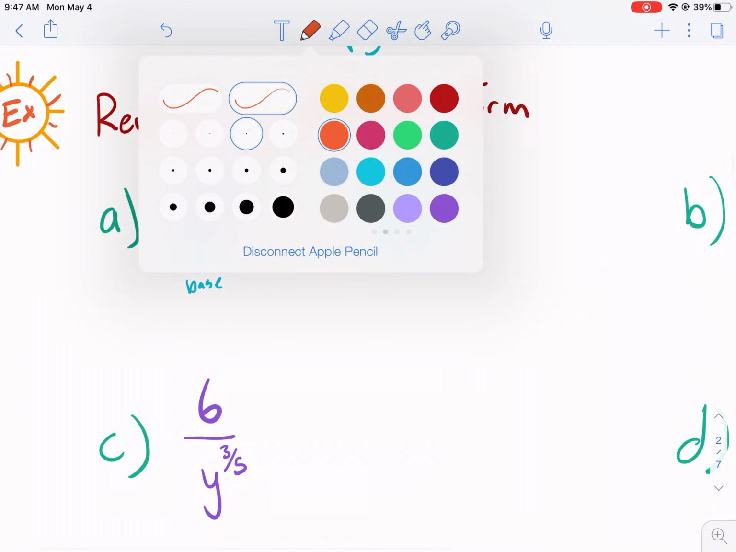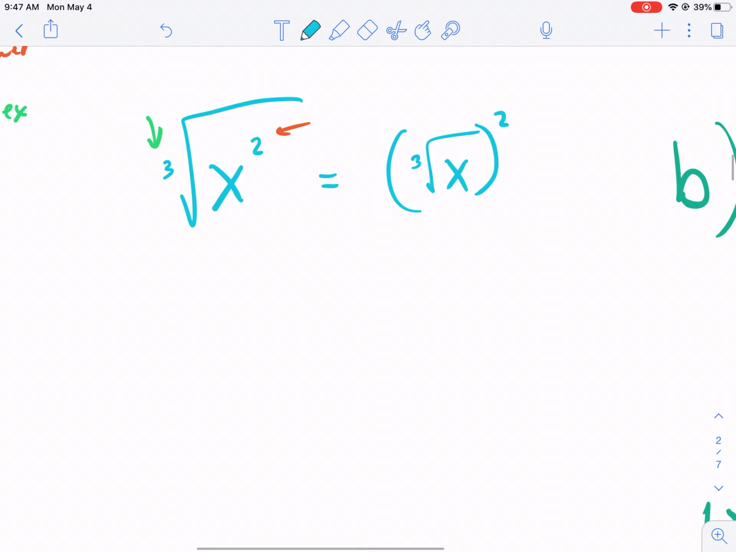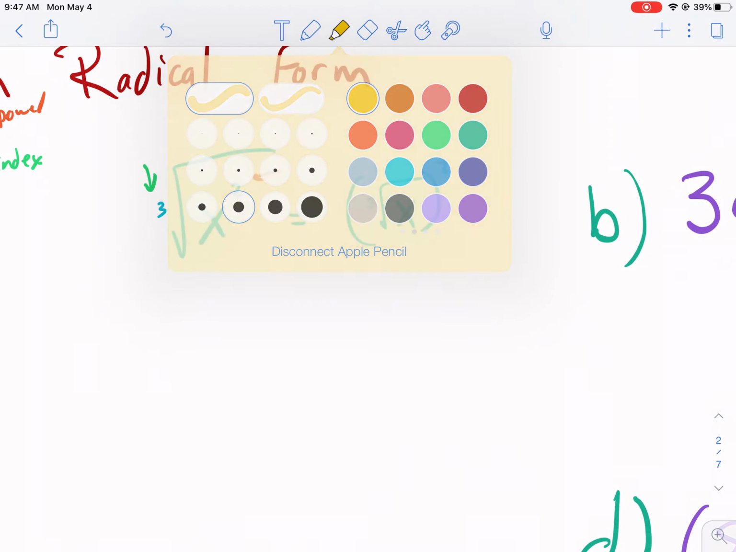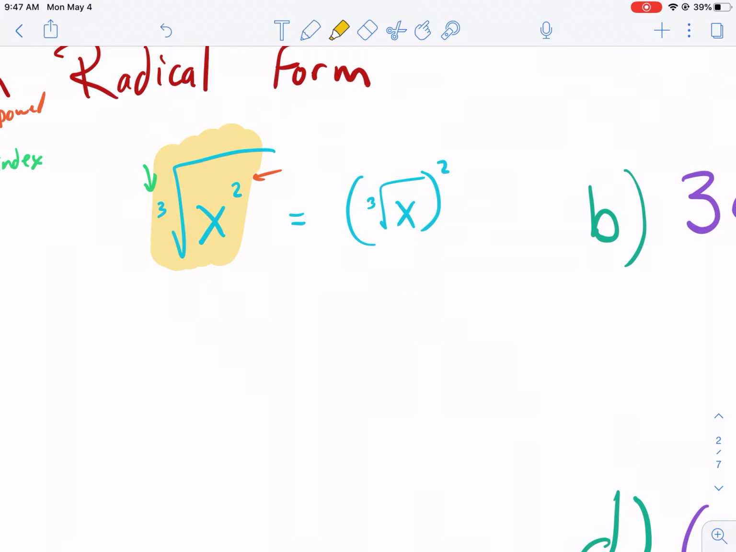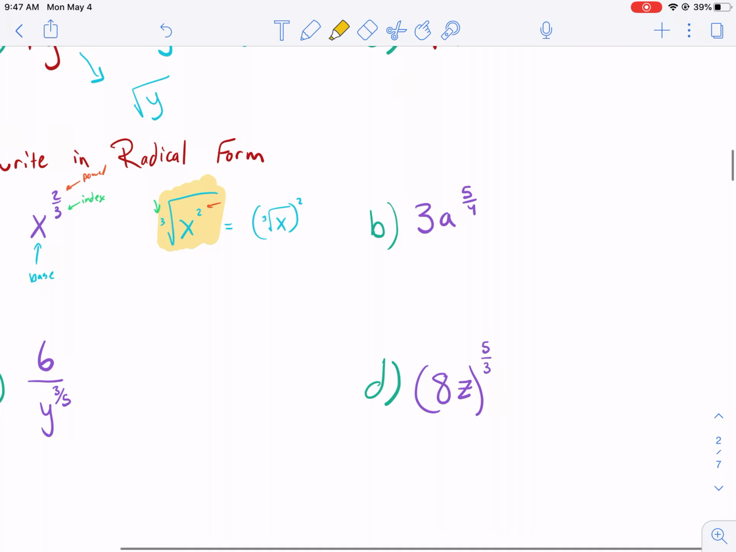Now, can I rewrite this as x cube root raised to the second power inside parentheses like that? Yes, it's the same thing. So these are equal, so either one is correct. I just like writing it like this because you avoid writing parentheses and make it a little bit more neat, in my opinion.